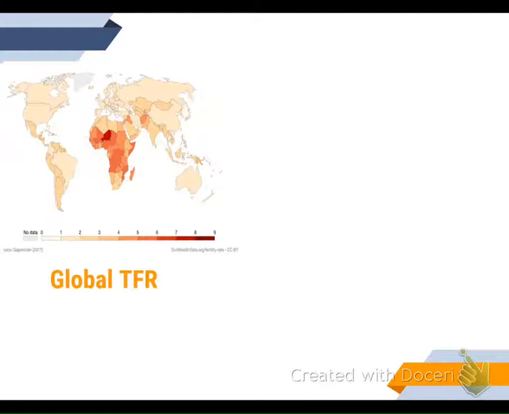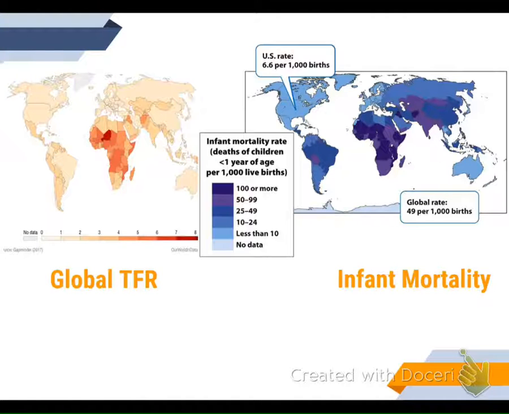So the global total fertility rate versus the infant mortality rate. Notice that the global total fertility rate and the global infant mortality are higher in those countries, such as the African countries, those around in here, where they're basically the same. Both of them have very high, less developed countries.